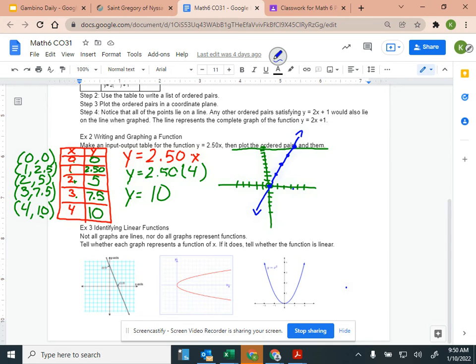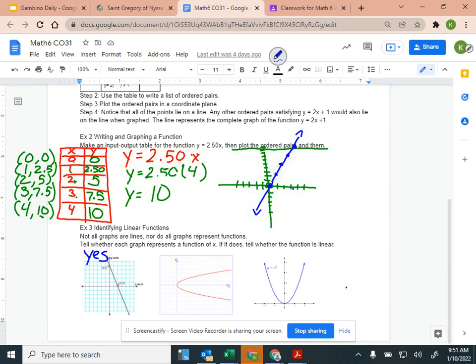On the bottom, it says identifying linear functions. Not all graphs are lines. The ones we've been working on have been straight lines. Nor do all graphs represent functions. Tell whether each graph represents a function of x. If it does, tell whether the function is linear. This gets a little more complicated. If we look at that first one with the straight line, does it represent a function? Is that what we've been working with? Yes, we've been working with those straight lines. It is a linear function because it creates that straight line. So this graph represents a function of x. The function is linear because the graph is a line.